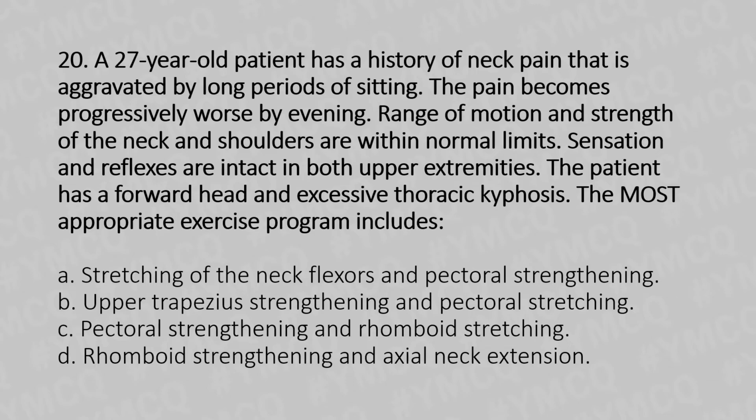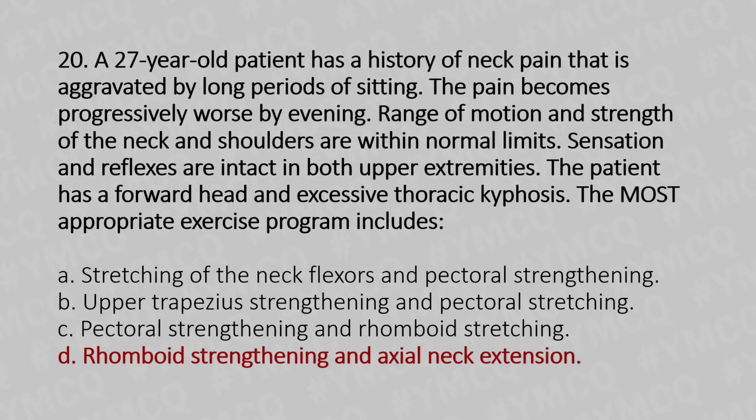The most appropriate exercise program includes Option A, stretching of the neck flexors and pectoral strengthening. Option B, upper trapezius strengthening and pectoral stretching. Option C, pectoral strengthening and rhomboid stretching. Option D, rhomboid strengthening and axial neck extension. And the answer is Option D, rhomboid strengthening and axial neck extension.